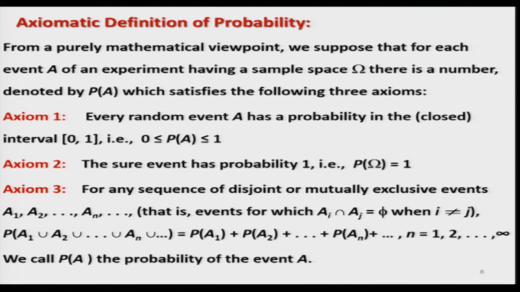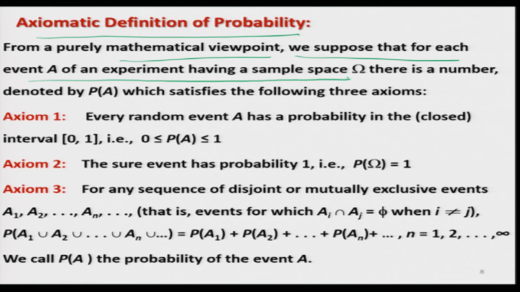Right. So, let us try to understand the axiomatic definition of probability. As I said, the axiomatic definition of probability is the definition from the mathematical point of view. From a purely mathematical viewpoint, we suppose that for each event A of an experiment having a sample space omega, there is a number which is indicated by P(A). You can recall that we had indicated P(A) as the probability of an event A, but at this moment we do not know what P(A) is; it is simply a function of event A. This P(A) satisfies the following three axioms.